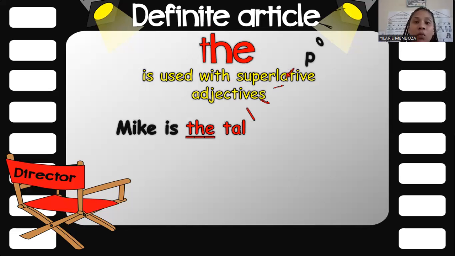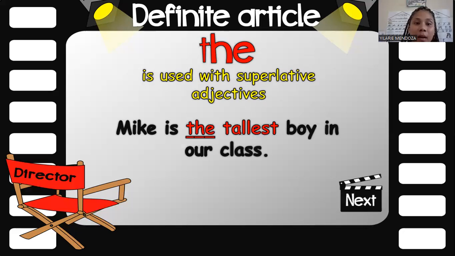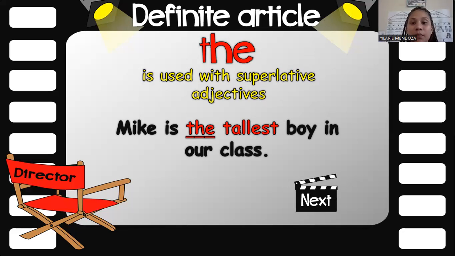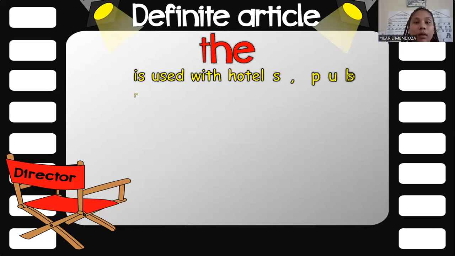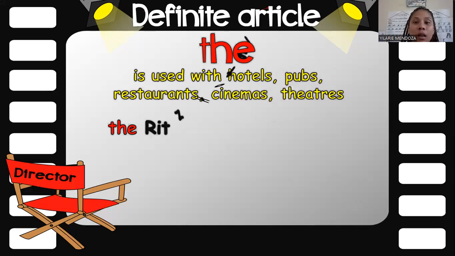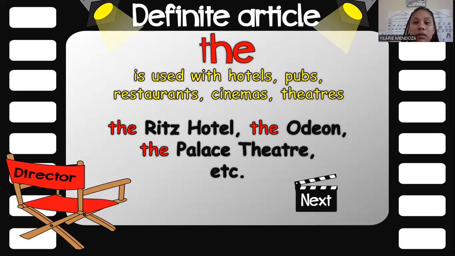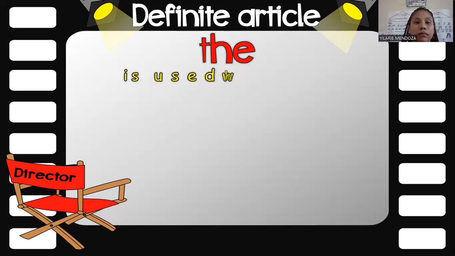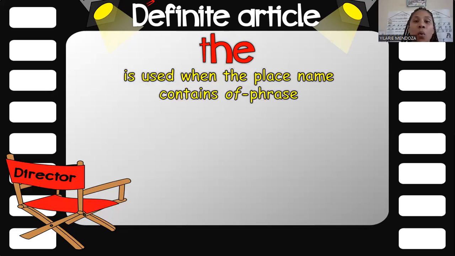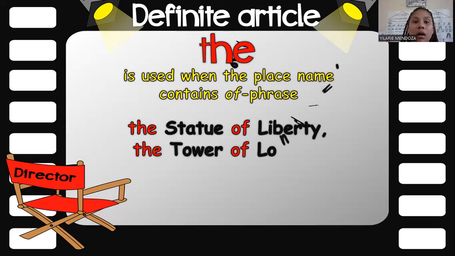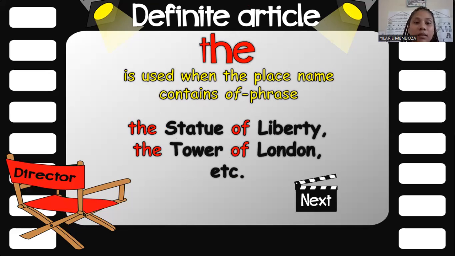The is used with superlative adjectives. Mike is the tallest boy in our class. The is used with hotels, boats, restaurants, cinemas, and theaters: the Ritz Hotel, the Paradise Theater. The is used when place names contain of phrases: the Statue of Liberty, the Tower of London.